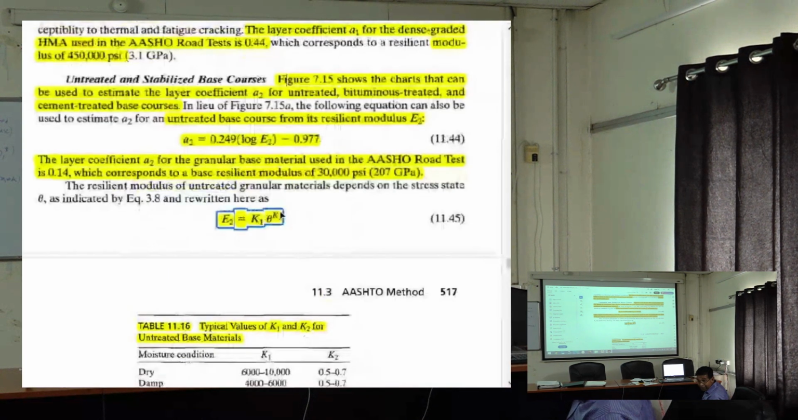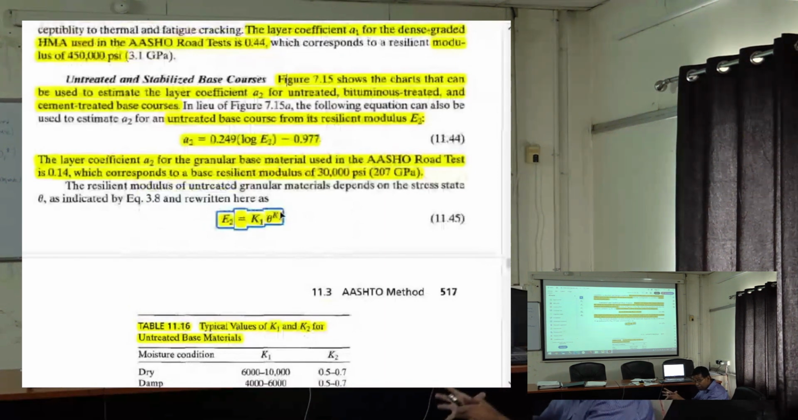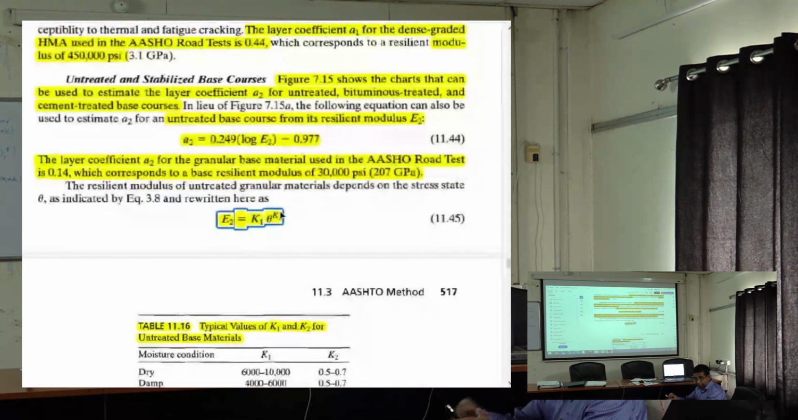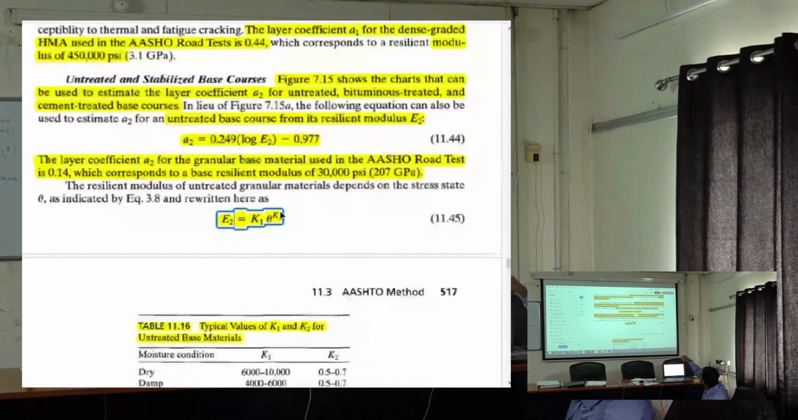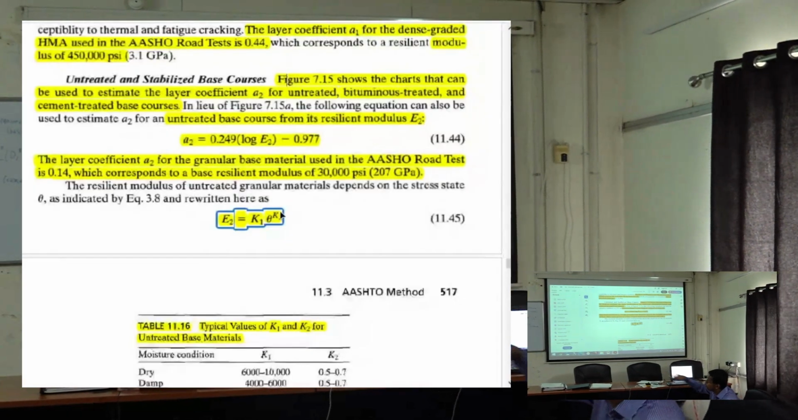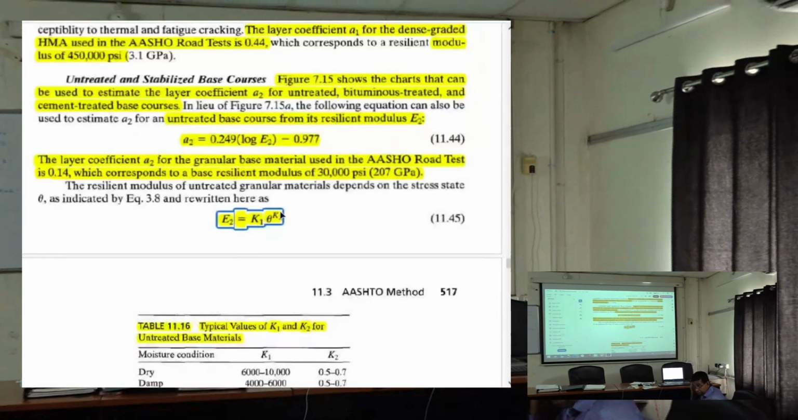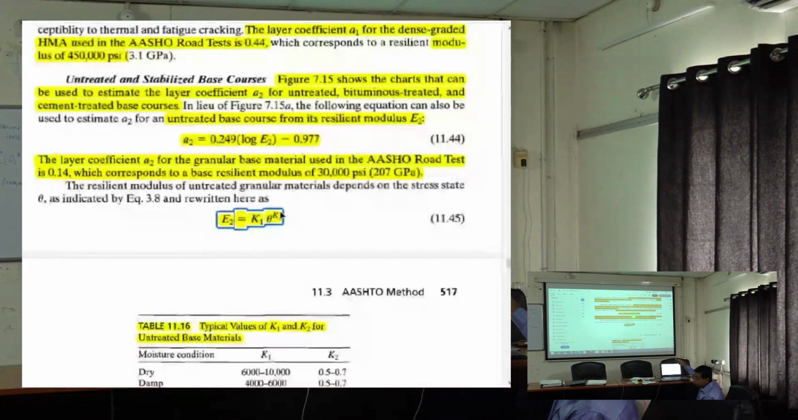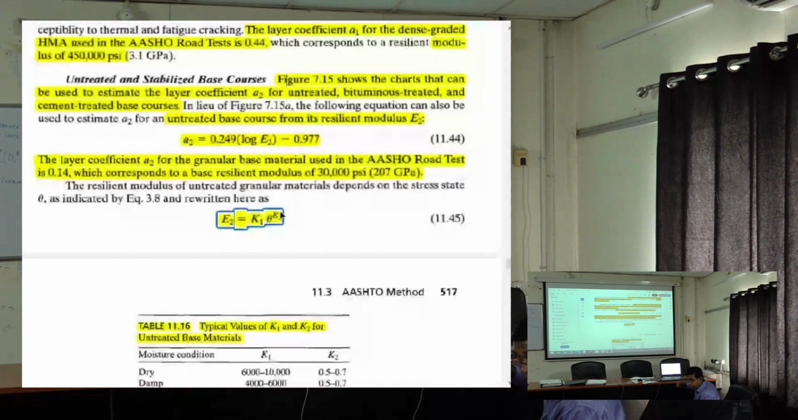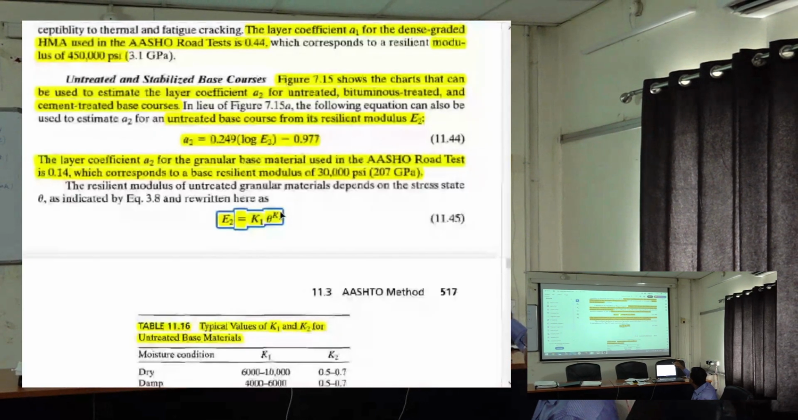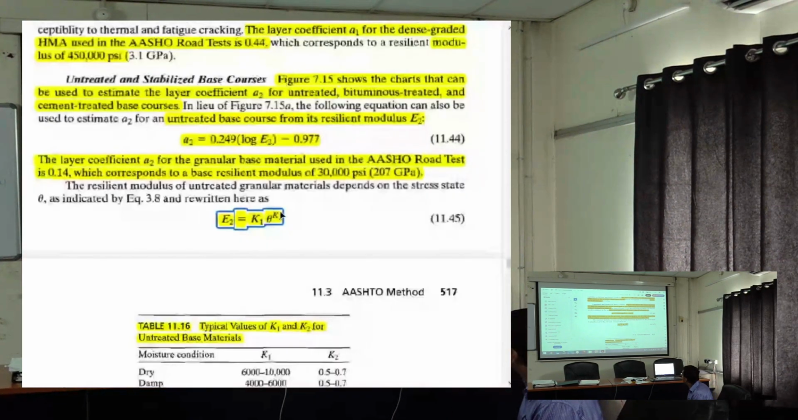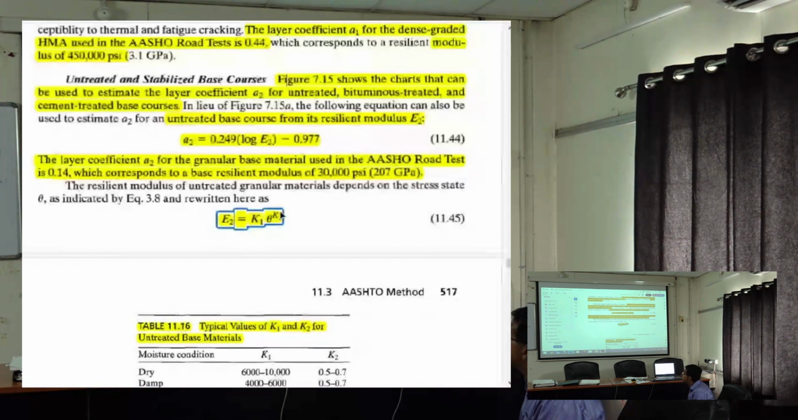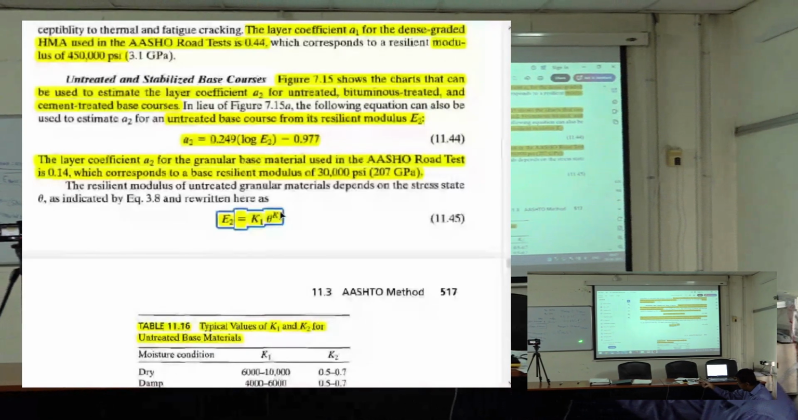A2 E2 is equal to K1 theta K2. We talked about the stress invariant. It's granular material, not cohesive. As you increase confinement, your modulus goes up. Alright, let's plug it in. Can you please plug this in for me? Those online, can you calculate A2 from E2 equal to 20,000? Is there any graph to find A2? No, only this equation. So 0.249 log E2. Can you plug that in for me, and then plug it in there and get me D2?